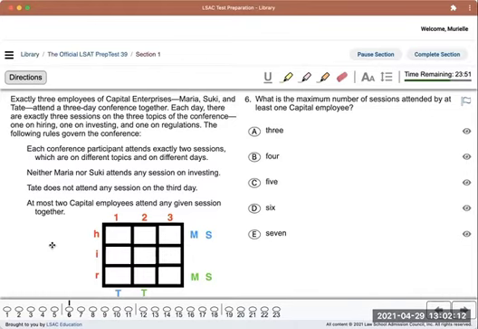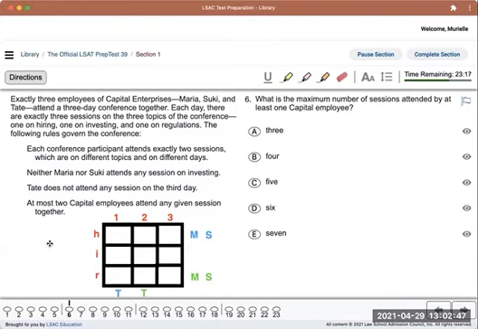And then a maximum of 2 capital employees attend any given session together. So even though there's overlap, for example, with day 2 and the regulations session or day 2 hiring or day 1 hiring or day 1 regulations, where I can see, oh, I could put M, S, and T all in that day. That's not allowed, okay, at most 2 in any given session.